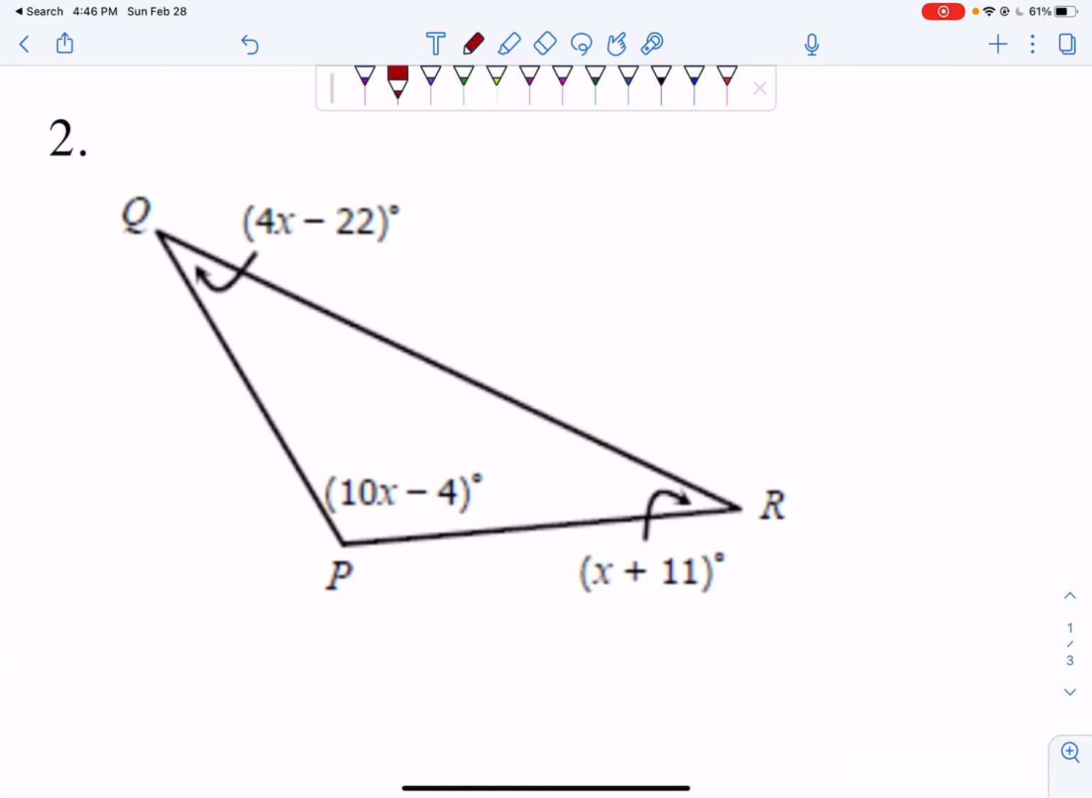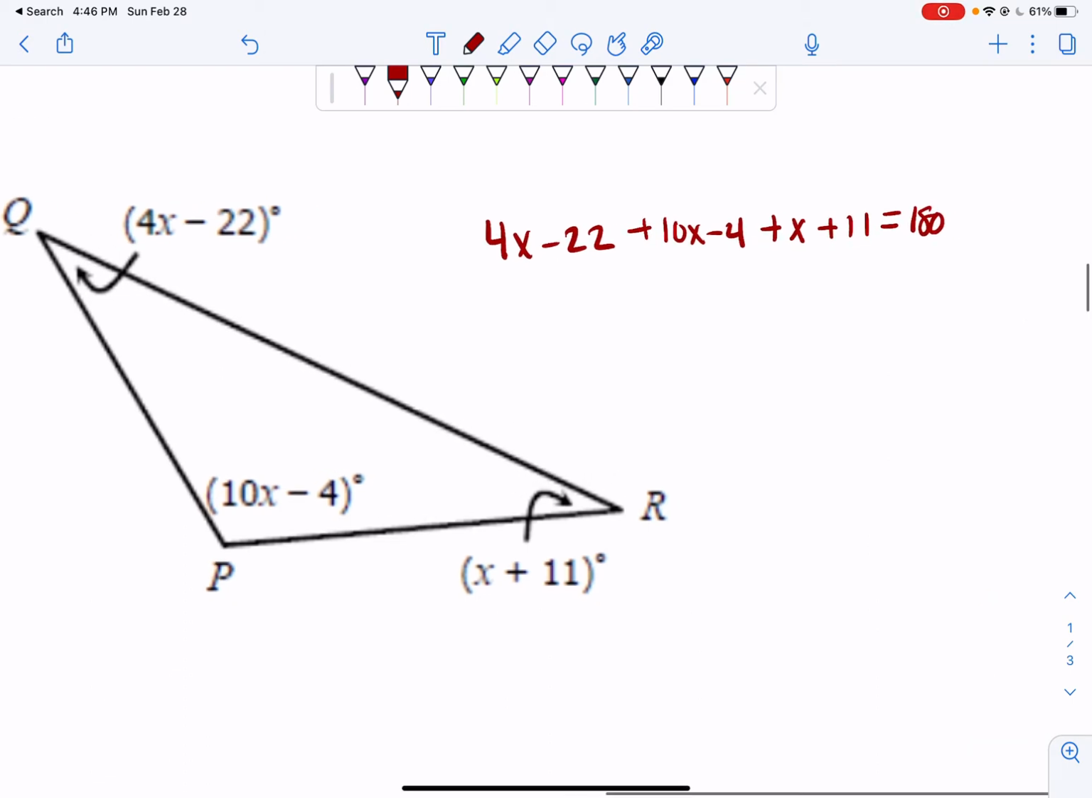Now let's look at this next example. In this next example, I have 3 interior angles that I'm aware of. I have a 10x minus 4, a 4x minus 22, and an x plus 11. All I'm going to do is take those angles, add them up, and set them equal to 180. So I'm going to do 4x minus 22 plus 10x minus 4 plus x plus 11 equals 180. And that's all we're doing today.